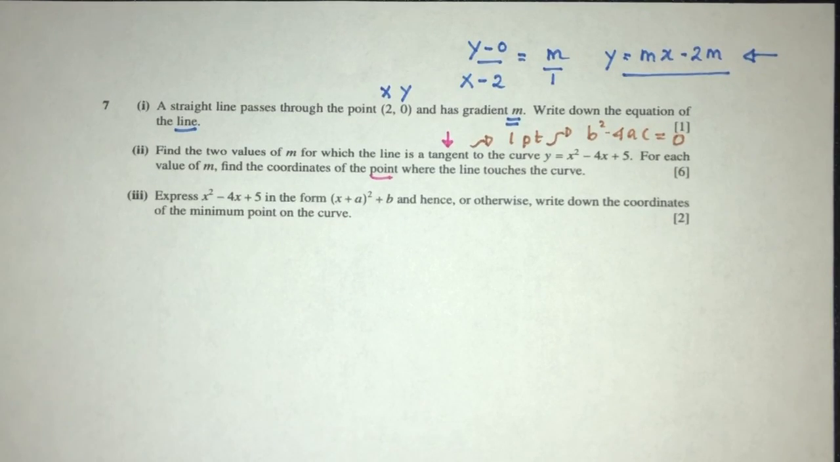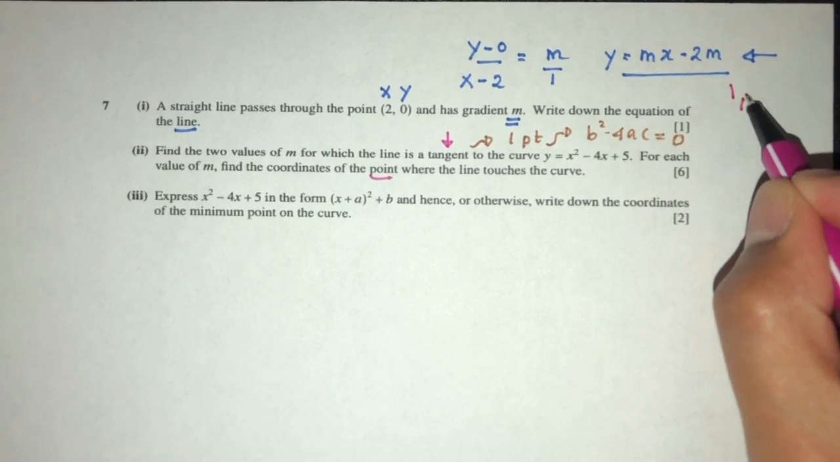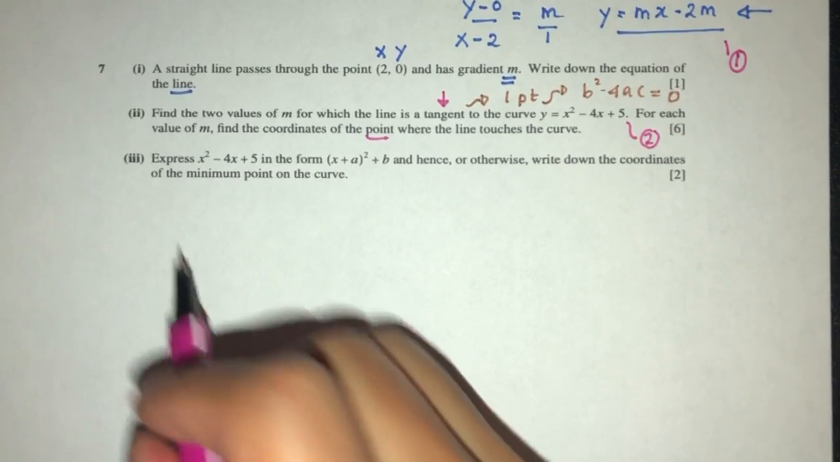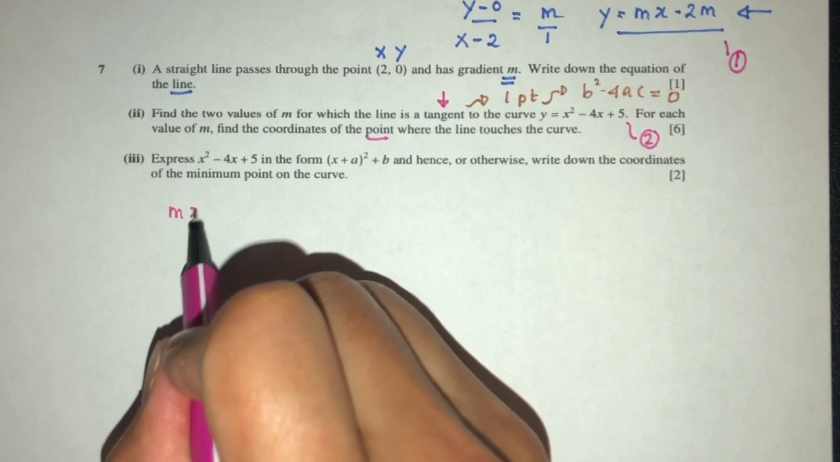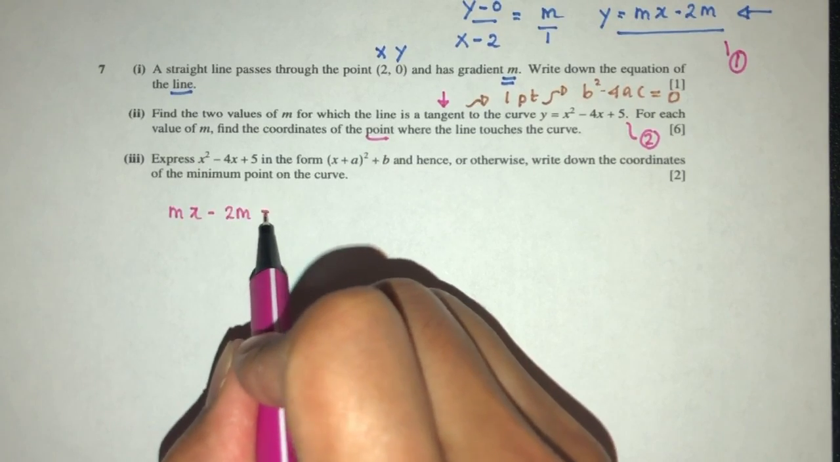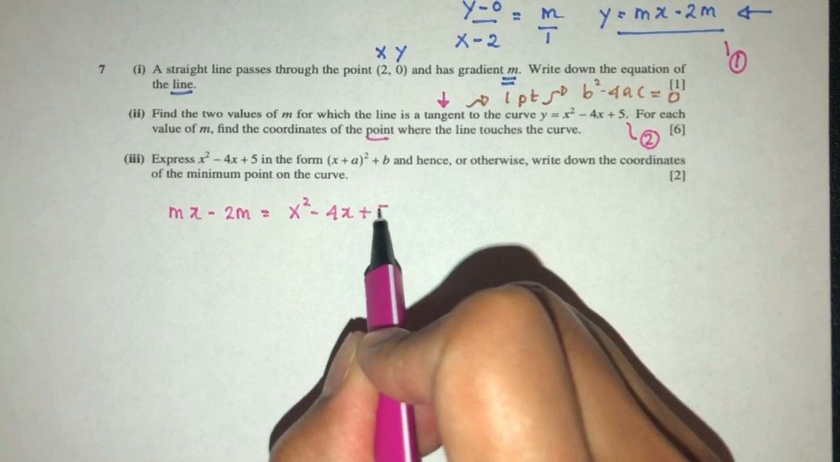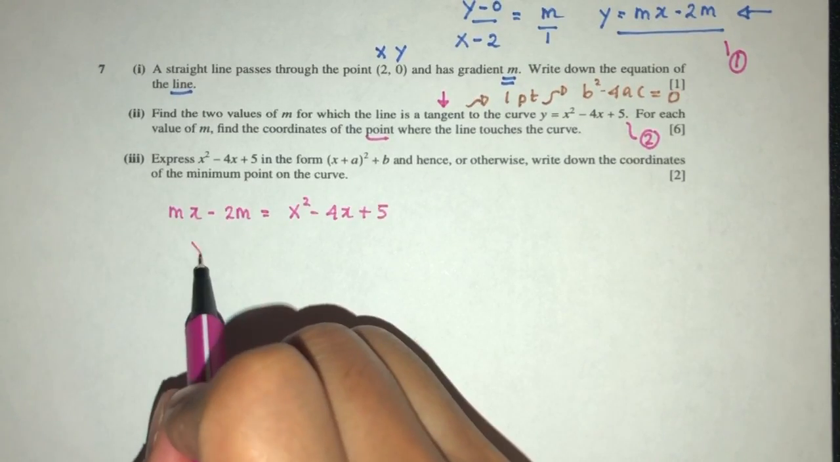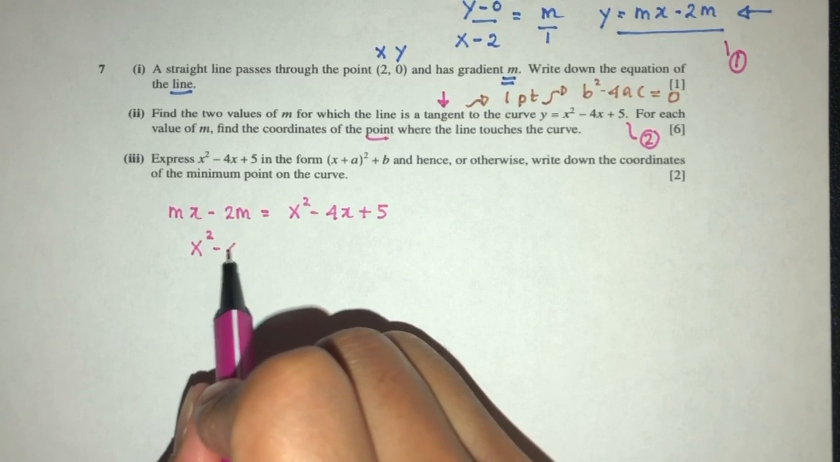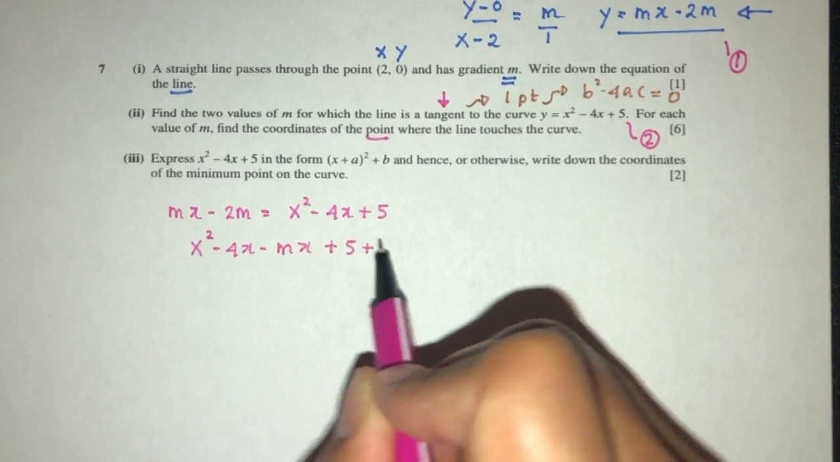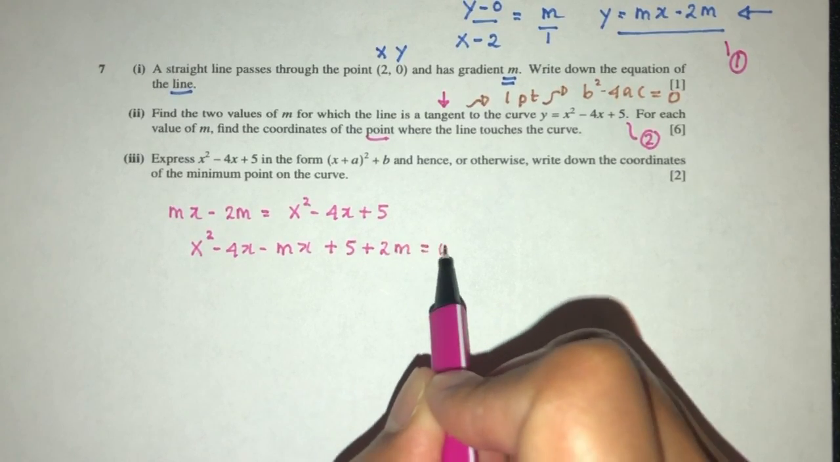So let's solve this. This is my equation number 1, my equation number 2. So we can solve simultaneously. On one side you will have mx minus 2m have to be x squared minus 4x plus 5. Send everything to one side, you will have x squared minus 4x minus mx plus 5 plus 2m is 0.